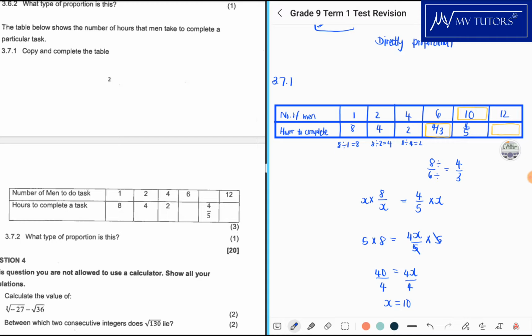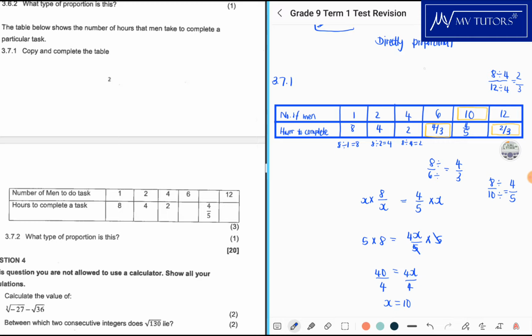So if I say 8 divided by 10, and simplify that, dividing by 2 as the highest common factor, I will then have 4 over 5, which is what we have. And then lastly, for 12 men, I have 8 and I'm going to divide by 12. 8 hours, now we have 12 men. If I simplify that, I'm going to divide by 4 on both sides, because that's the highest common factor. So 8 divided by 4 is 2, and 12 divided by 4 is 3. So here I can say 2 over 3.